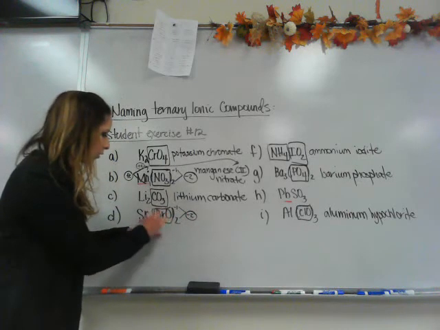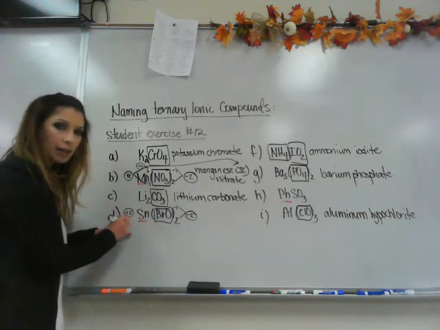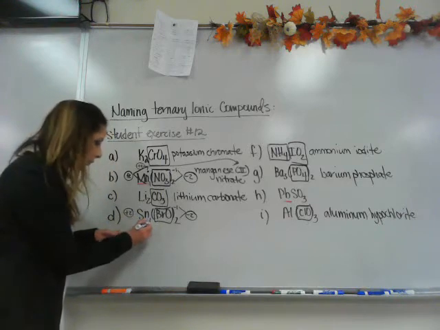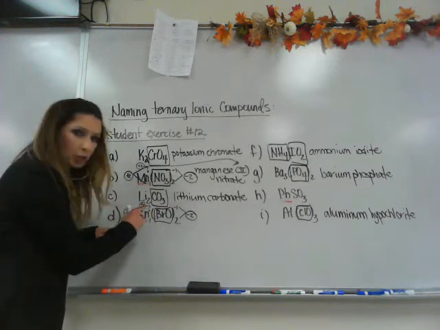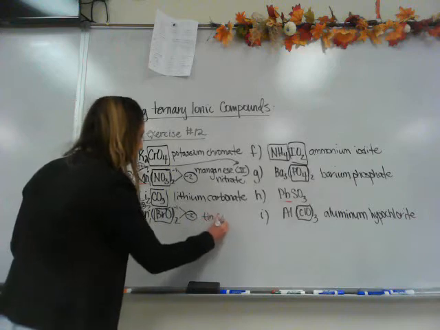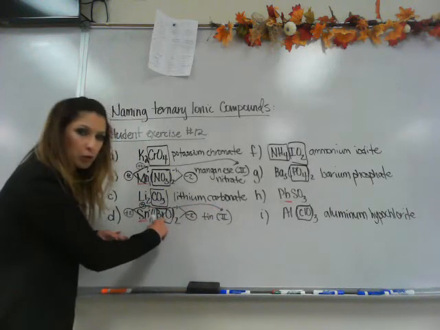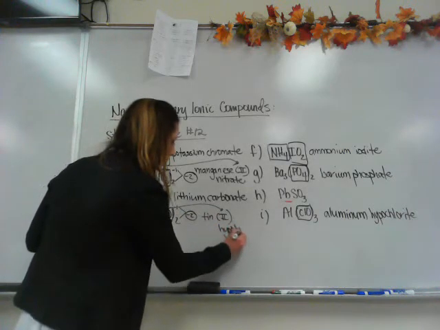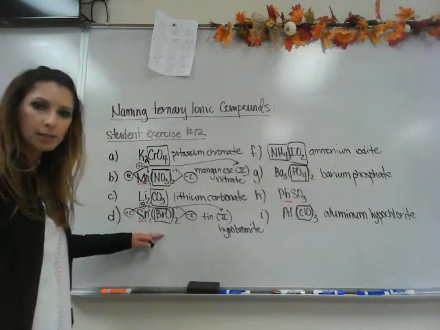So if this is a -2 overall, I want a +2 overall on the cation. I only have 1 tin because there is no subscript written. 1 times what charge will give you this +2? It has to be a +2 charge on the tin. So this is tin, Roman numeral 2, and inside the parentheses is what I'm naming. This is the hypobromite ion. Okay? So it's tin 2 hypobromite.